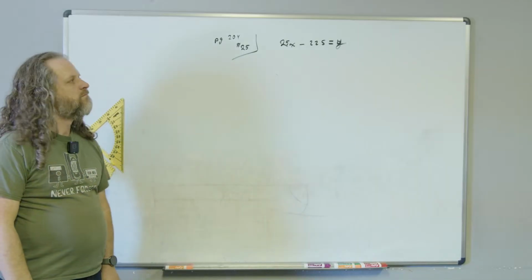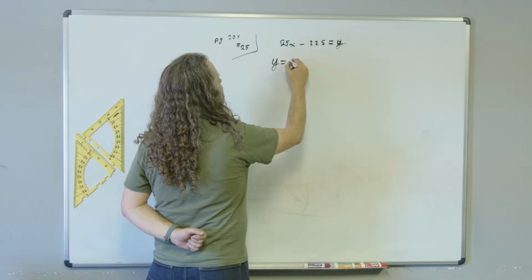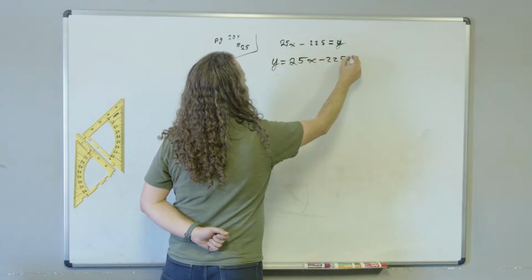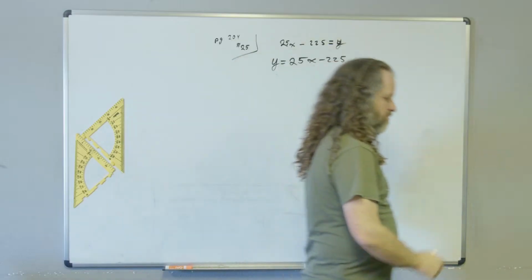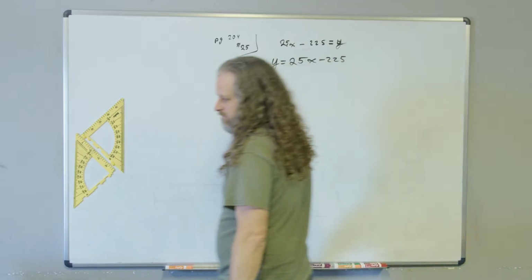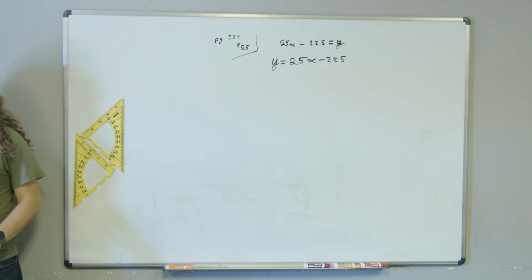Y equals 25x plus 225. How do we graph that? Do we divide the 25? I think we are supposed to.